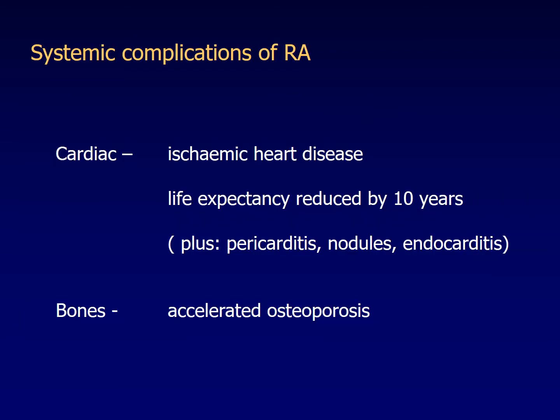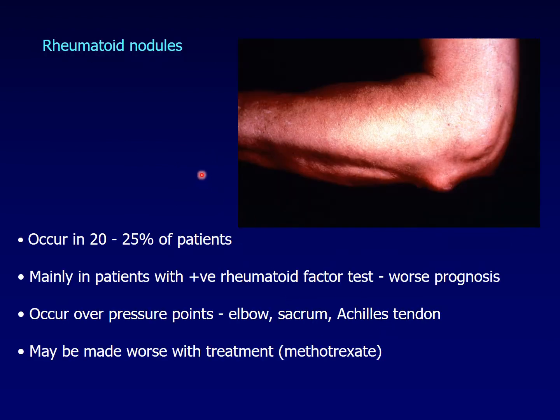Systemic complications are also there. Cardiac: ischemic heart disease, which decreases life expectancy by 10 years. In bone there is osteoporosis. Then this is the rheumatoid nodule, which is seen in 20 to 25% and is a prognostic factor. It develops over pressure areas like the elbow, Achilles tendon, and sacrum.